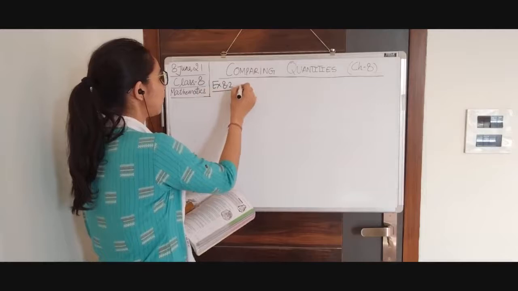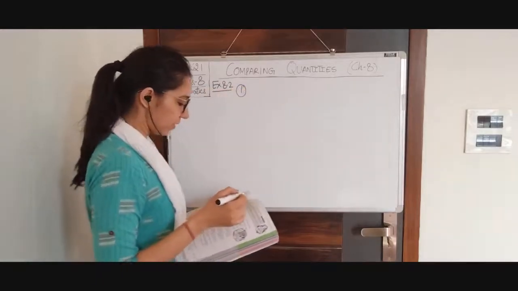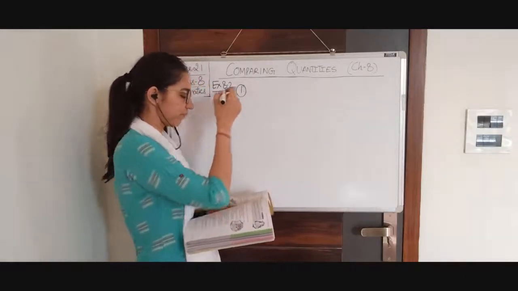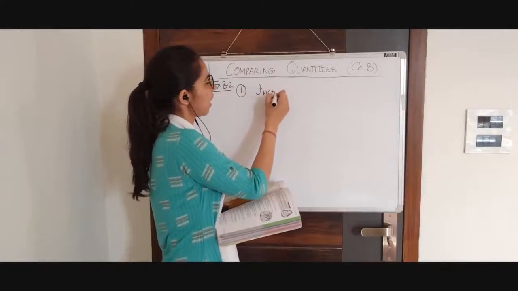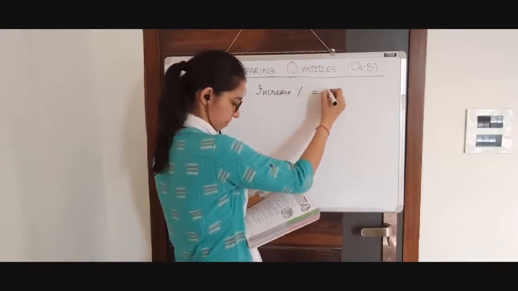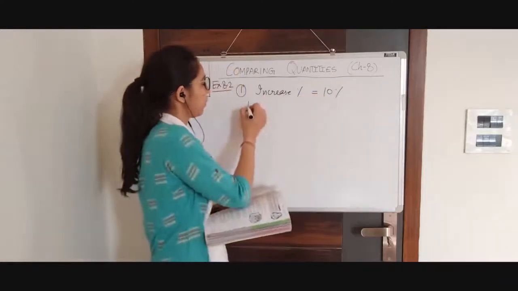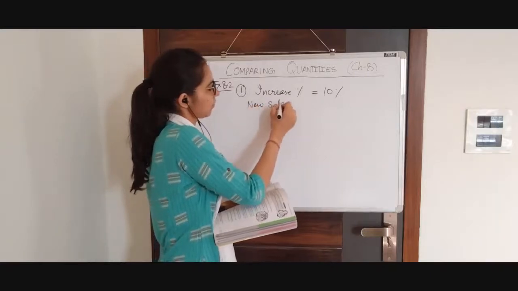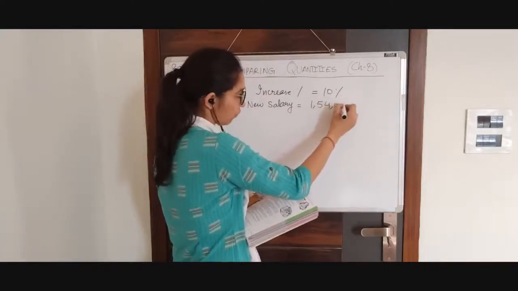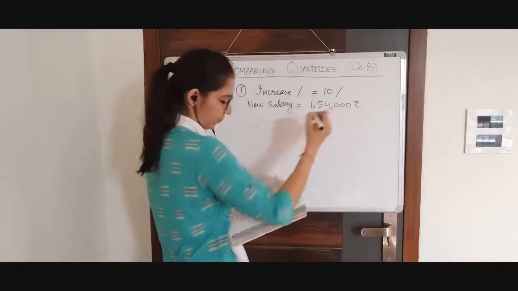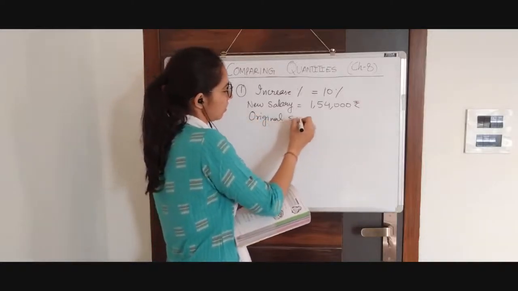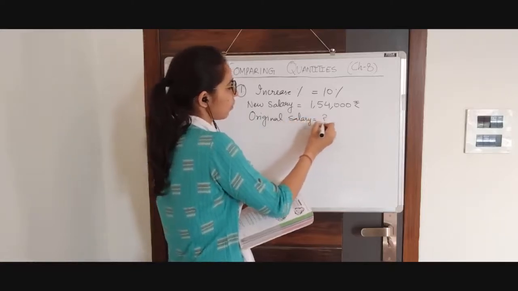ठीक है, इसमें क्या गिवन है आपको? A man got 10% increase in his salary and if his new salary is 1,54,000 rupees, find his original salary. ठीक है, increase percent गिवन है आपको, new salary is 1,54,000 rupees. You have to find out original salary. ठीक है, you have to find out original salary.